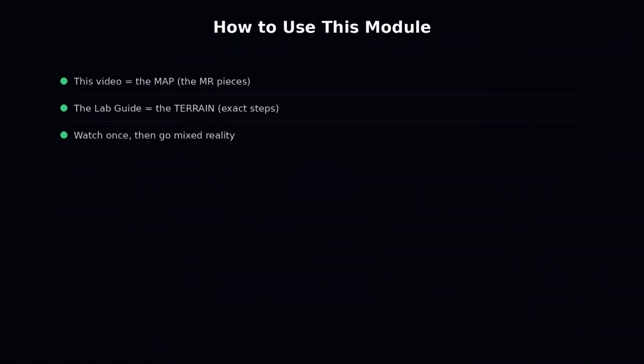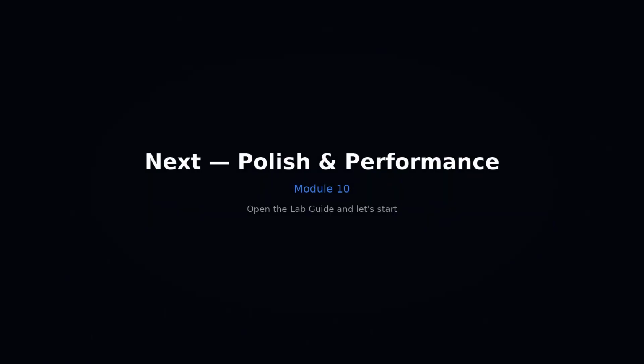So here is how to use this module. This video is the map. It shows you the pieces of mixed reality. The lab guide beside it has every exact step to enable pass-through, place an anchor, and use scene understanding plus the prompt to make your scene mixed reality. Watch this once, then open the lab guide and bring your objects into the real world. That is Module 9, the one that sets your work apart.